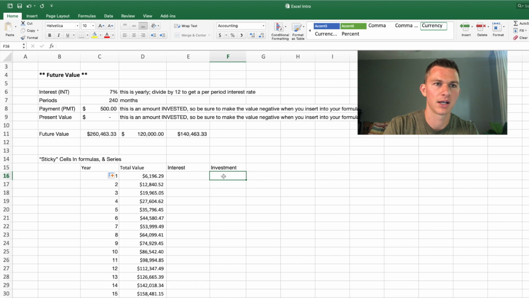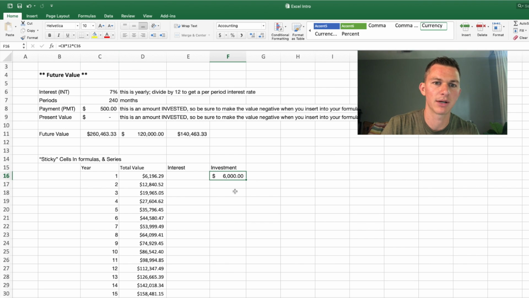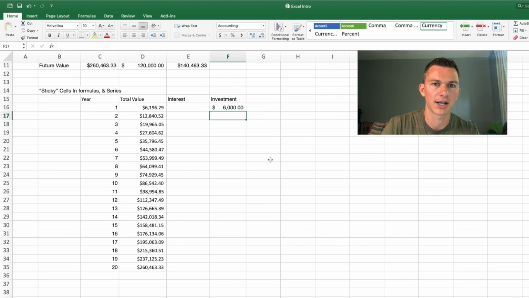So we had equals 500 times 12 months in a year times year 1. Enter. Now, what did I miss? I missed making it sticky, right? Because if I were to drag this down, remember all these cells would go. We want the year to go, but we don't want the payment to go. So come back here, we'll make this sticky, $C$8, and now we can drag it down.